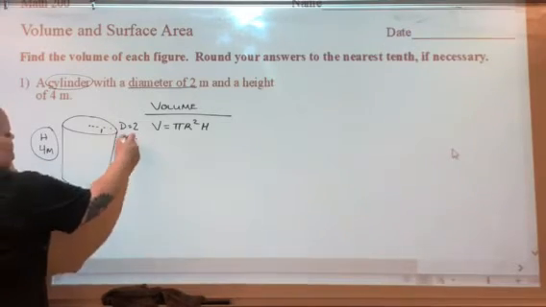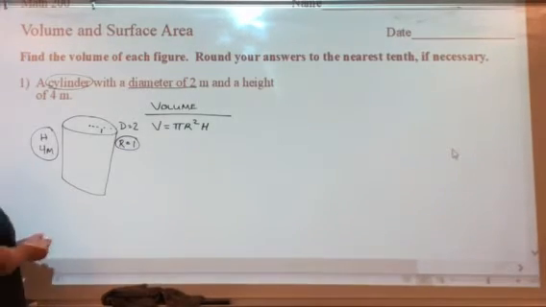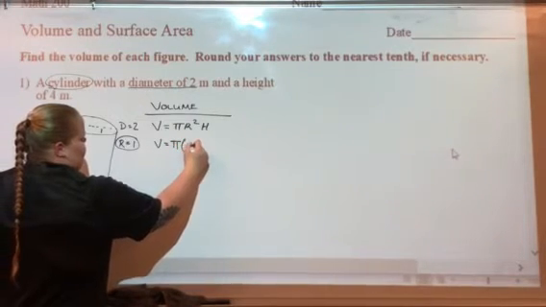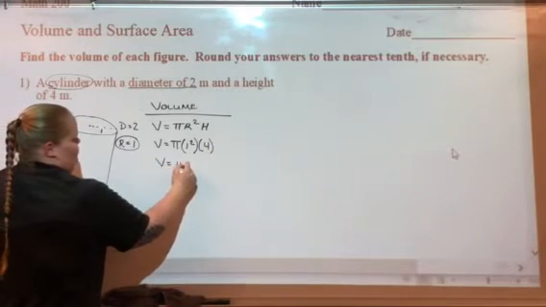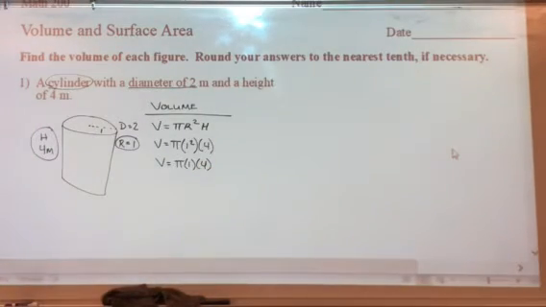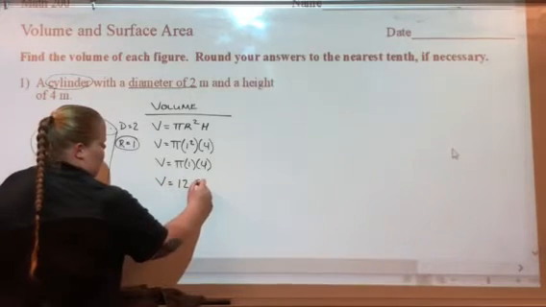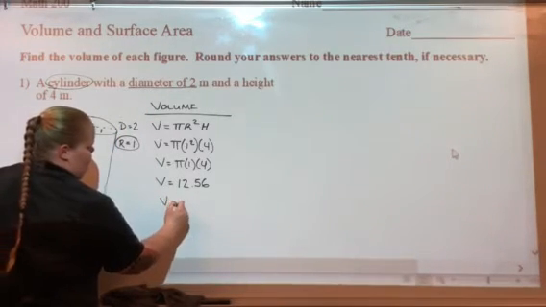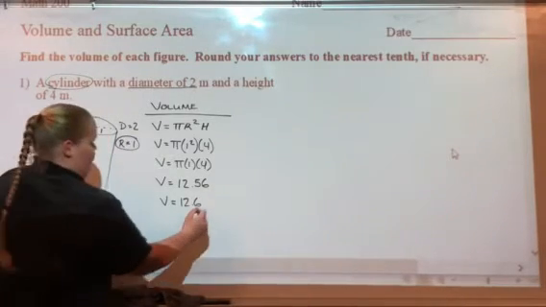So I'm going to use this. Once I have these numbers, all I have to do is plug them into that formula, and we should be good to go. So V equals pi times 1 squared times 4. So V equals pi times 1 times 4. And 4 times pi is going to be 12.56. And it asks us to round to the nearest tenth, so this is going to be 12.6.